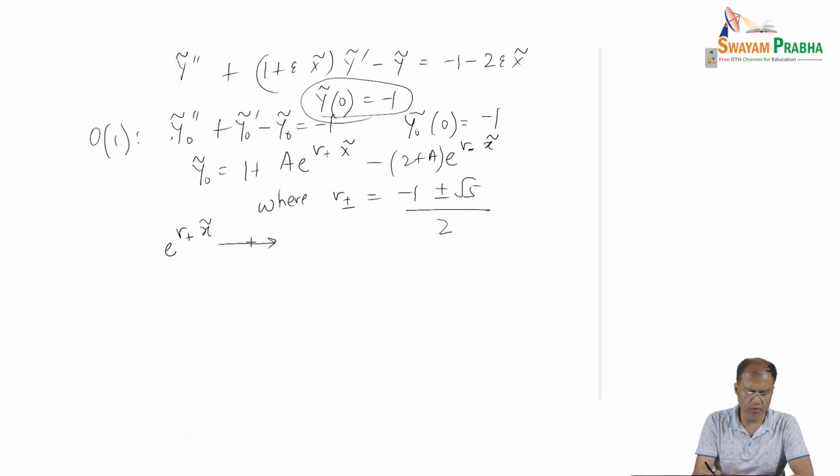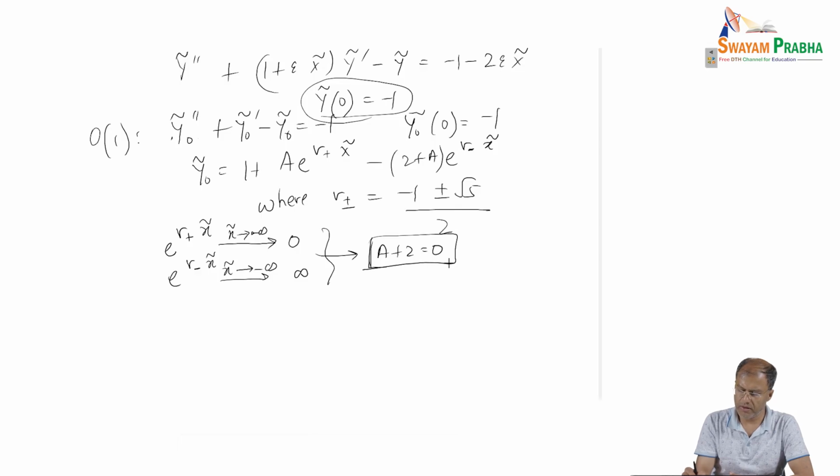Then we can see that the first root, at x tilde going to minus infinity, will go to 0, and the second root, r minus, at x tilde going to minus infinity will go to infinity. And so what we have is that a plus 2 has to be equal to 0. A plus 2 has to be equal to 0, and so that is what we have.